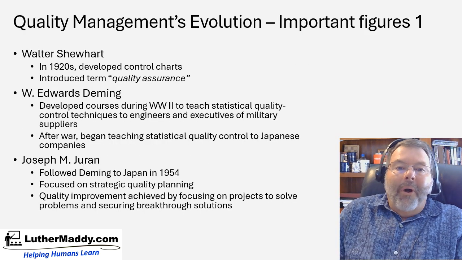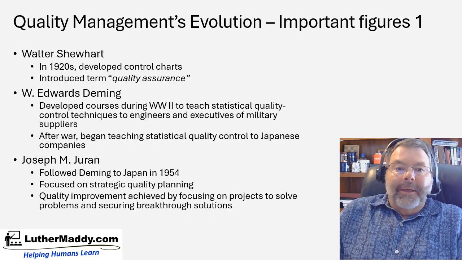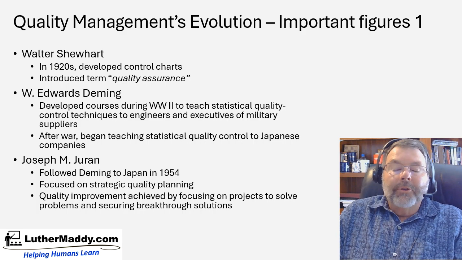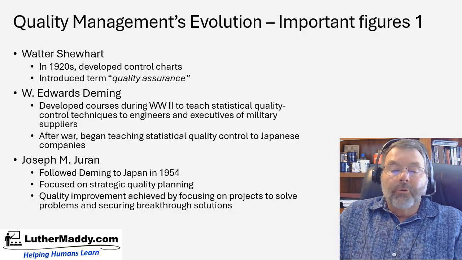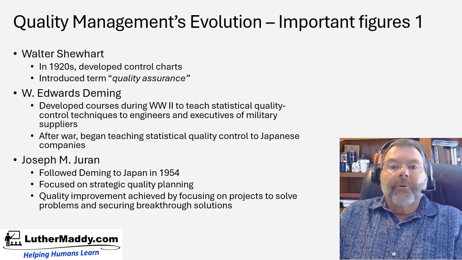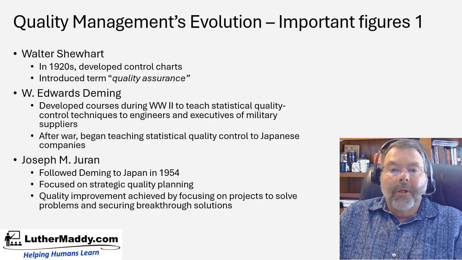Well, we've discussed quality a little bit, and we're going to be getting into actually being able to measure quality and doing some statistical process control. It's important to talk about some of the historical figures and what their contribution was in what we're actually talking about today. So, Walter Shewhart in the 1920s developed control charts, and we're going to be using control charts today. He also introduced the term quality assurance. We have Edwards Deming, a very important figure in quality management. He developed courses during World War II to teach statistical quality control.